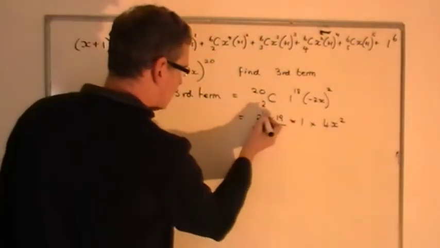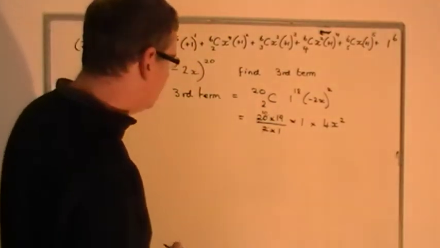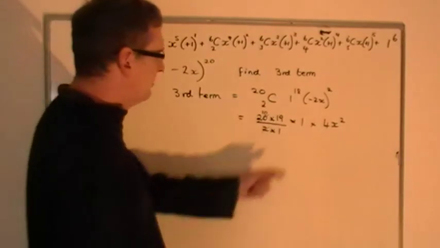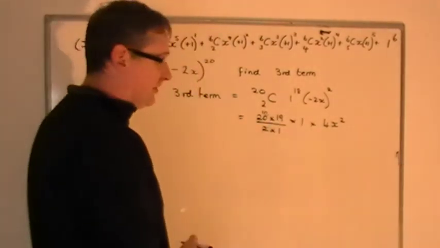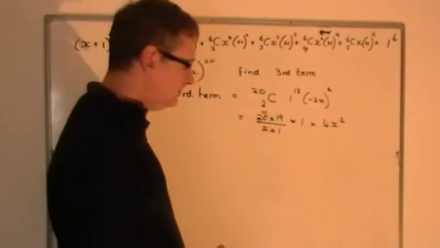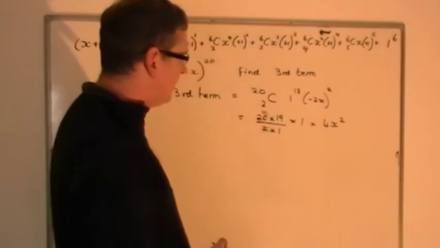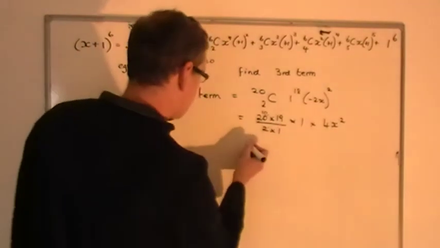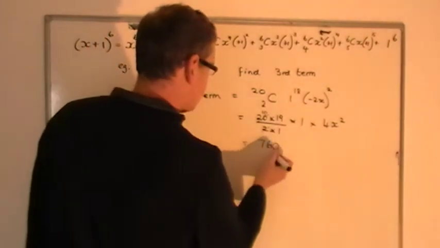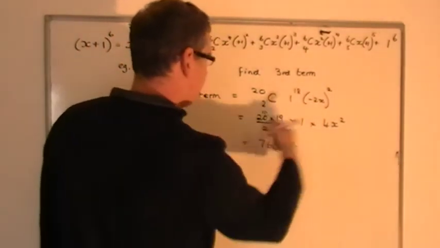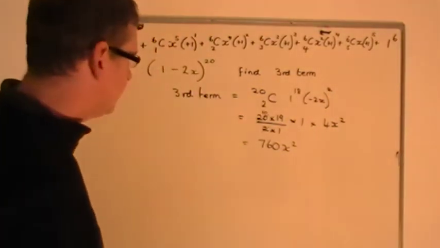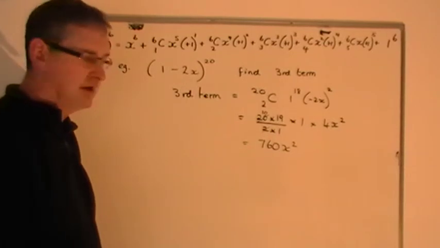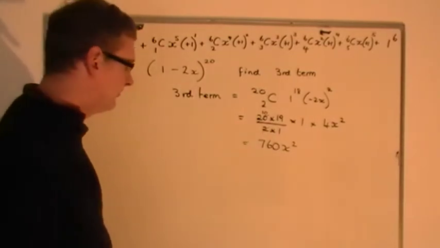A bit of cancelling. 2 into 20 goes 10, so that's nice and easy. So we're going to get 19 times 10 is 190. 190 times 4, well, 200 times 4 is 800. So 190 times 4 is 40 less than that, 760. So we're going to have 760x squared, and everything in that expression is positive. So there's the third term of that expansion, 760x squared.